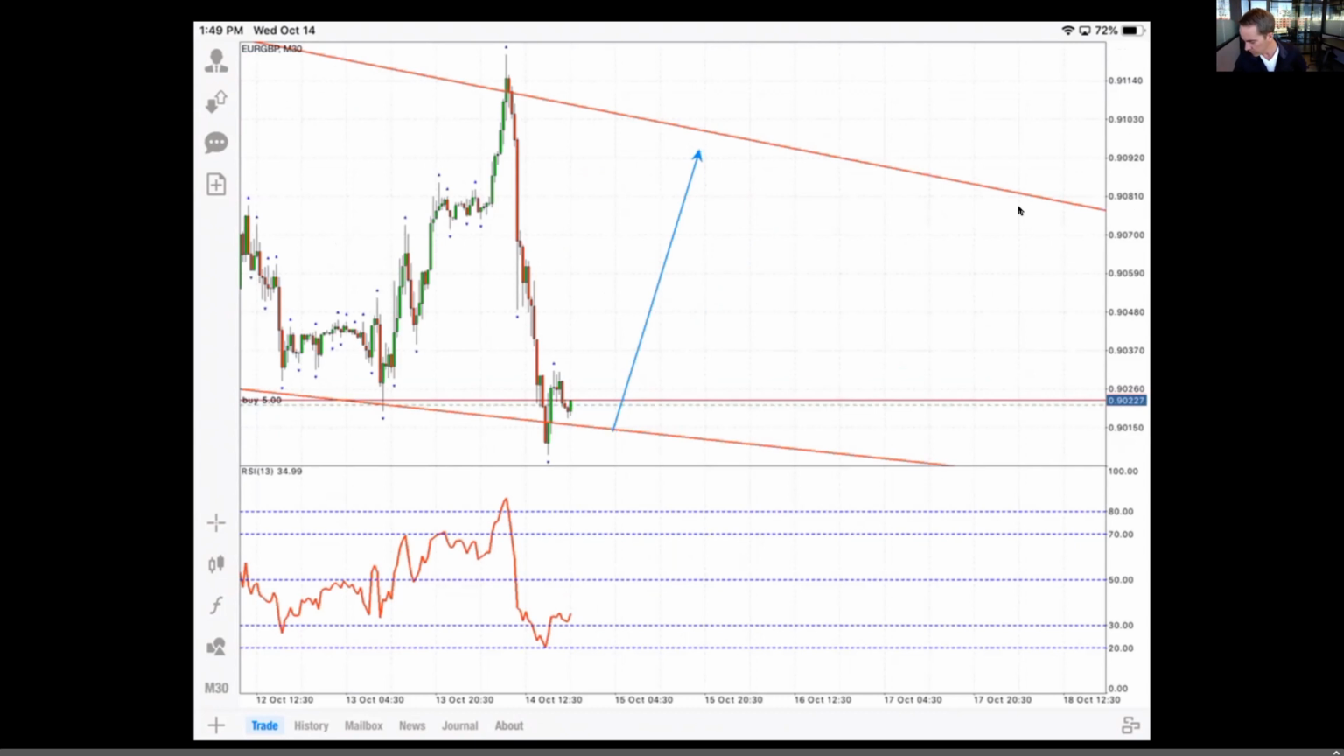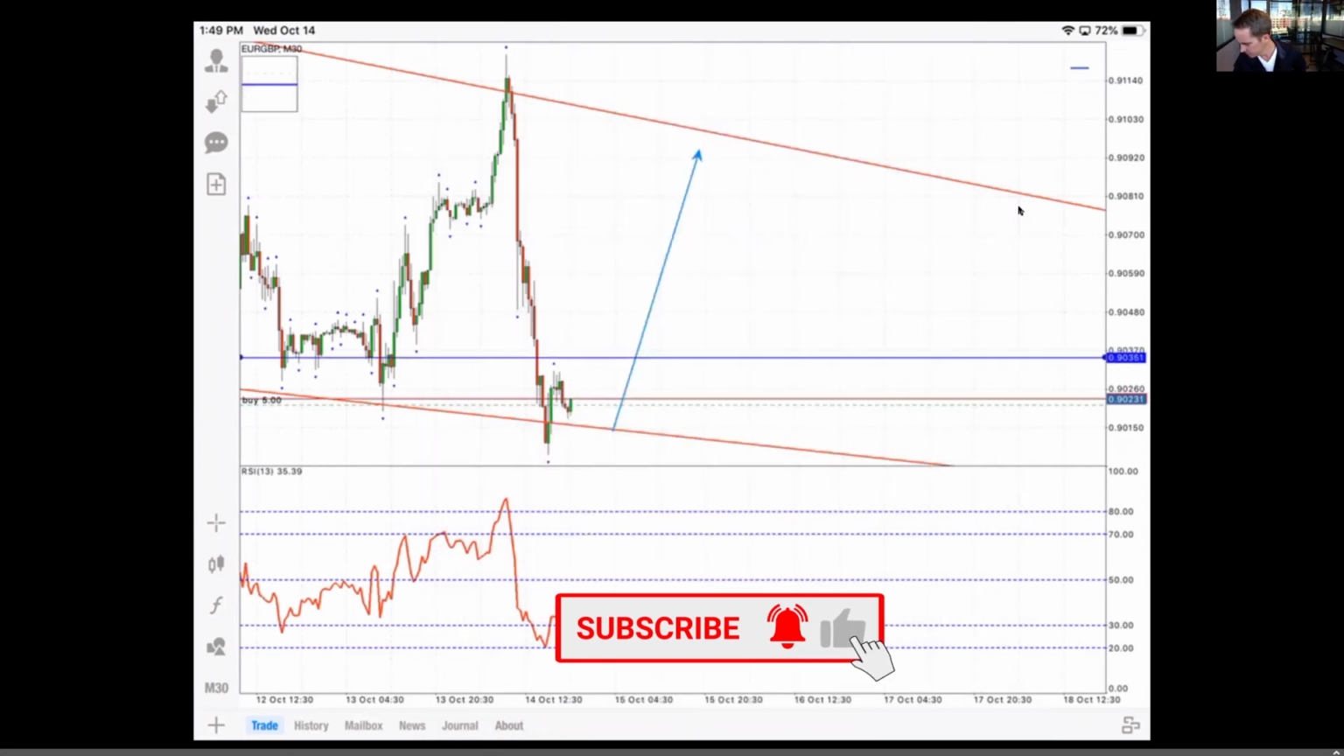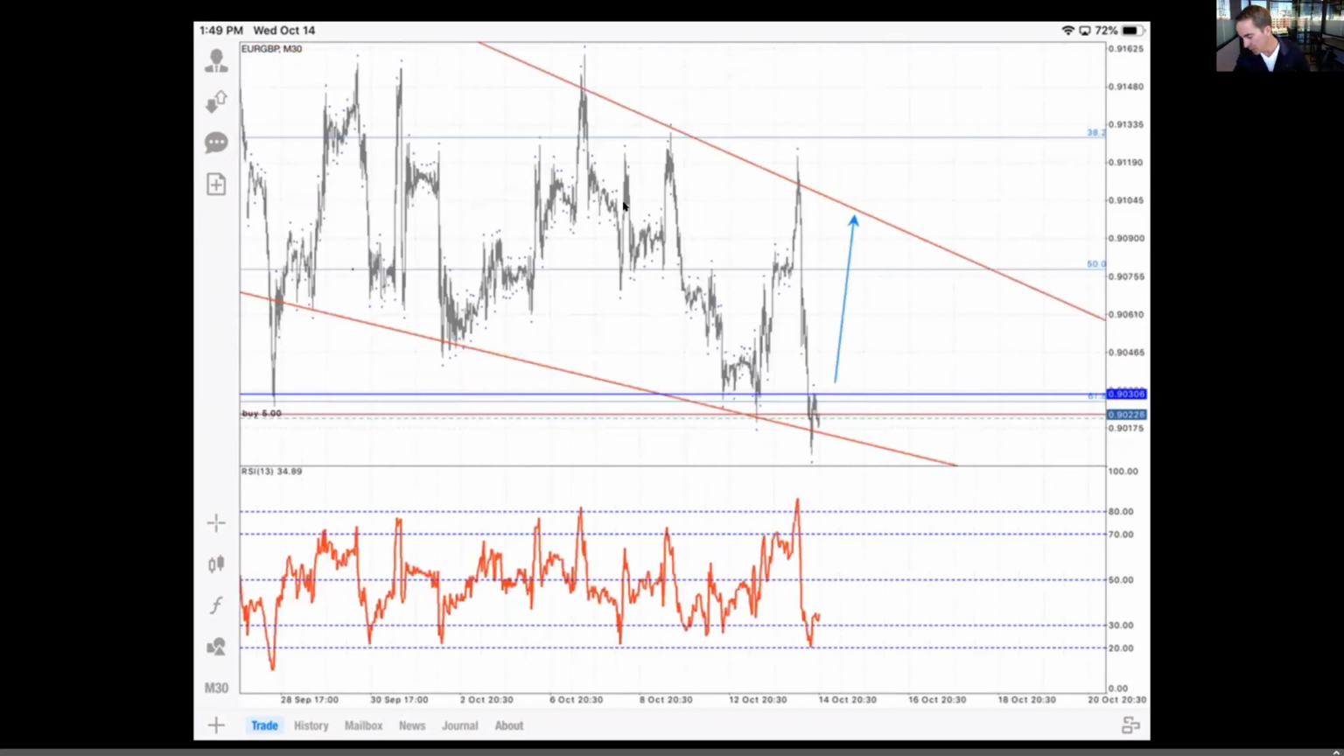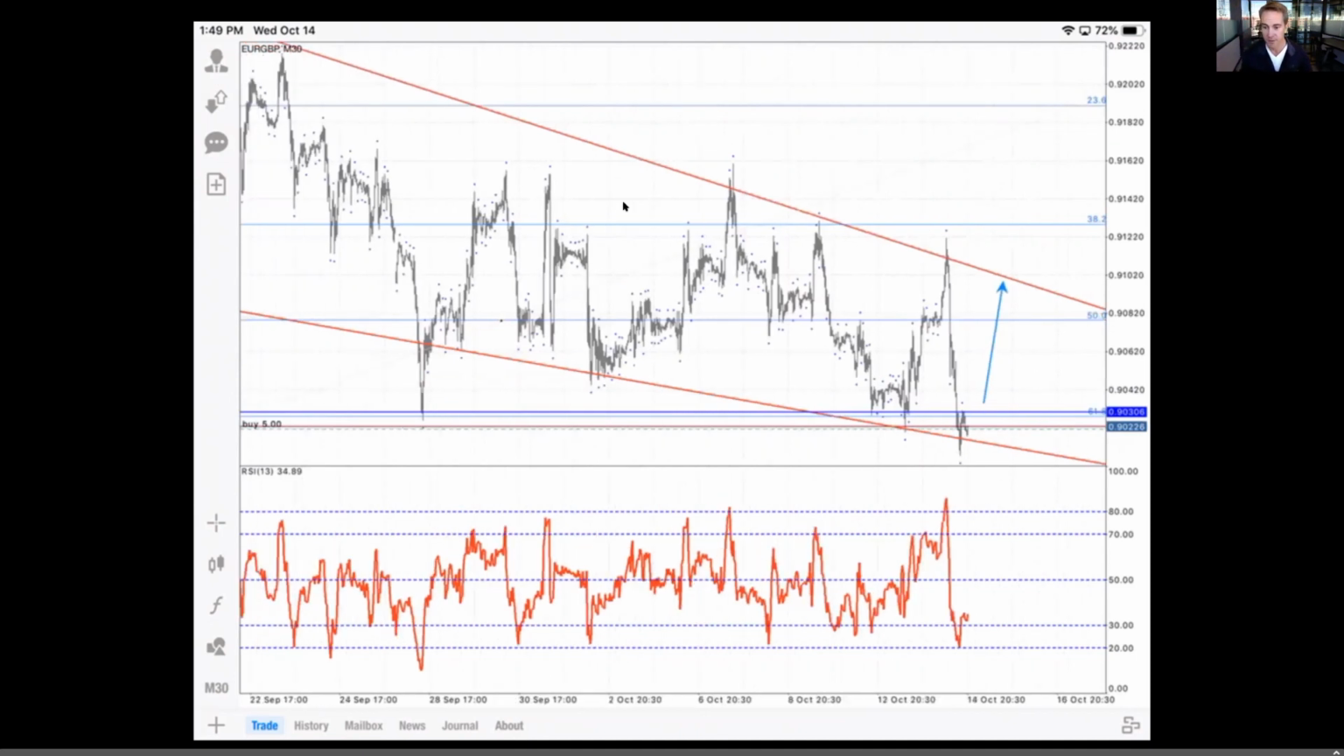So if we get above the 61.8, which is about right here, we get back above this 90-30 level, then I might even add a position there. But until then, I've got decent size here. I'm going to see what happens. We're getting at the end of New York session, so I think this will be a good one, especially going into London session tonight.